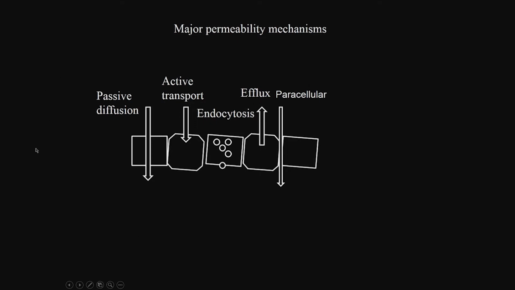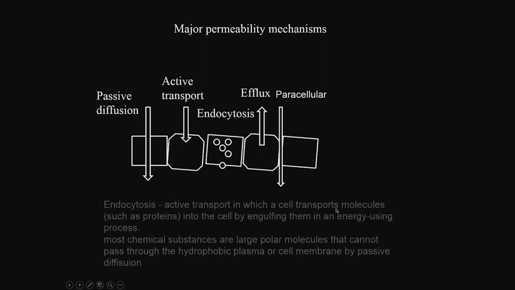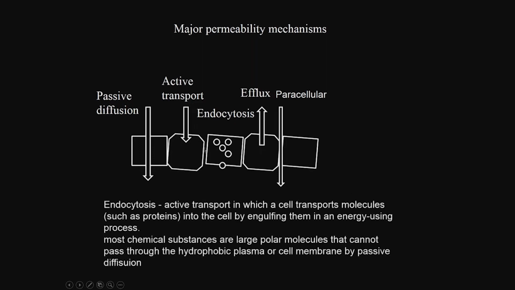So, all these are taking place in a membrane system. These are the major mechanisms by which these things happen. So, endocytosis, like I said, is the active transport in which a cell transports molecules into the cell by engulfing, almost like gobbling up in an energy using process, okay. So, it does take up, whereas your passive diffusion does not use any energy. So, large chemical substances, polar molecules cannot pass through the hydrophobic plasma membrane by passive diffusion.